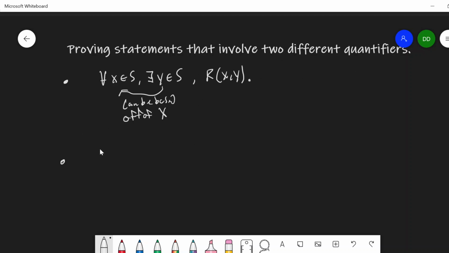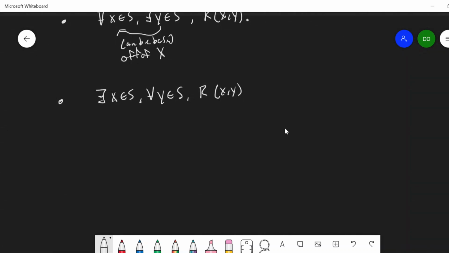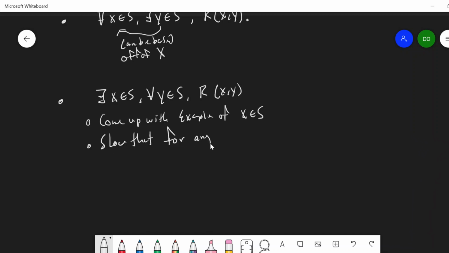So suppose I also want to prove a statement like there exists x in S, such that for all y in S, R of x, y. And again, maybe these two sets are different, maybe they're not. So here I need to come up with an example of x in S, and show that for any y in S, so this would be now an arbitrary element of S, R of x, y.